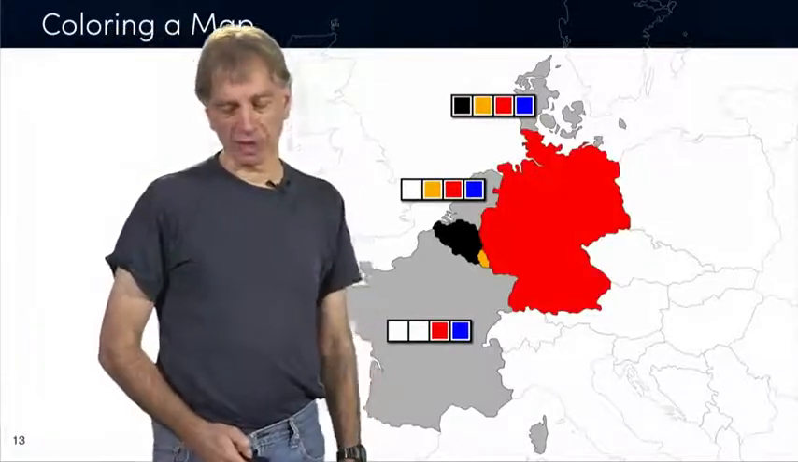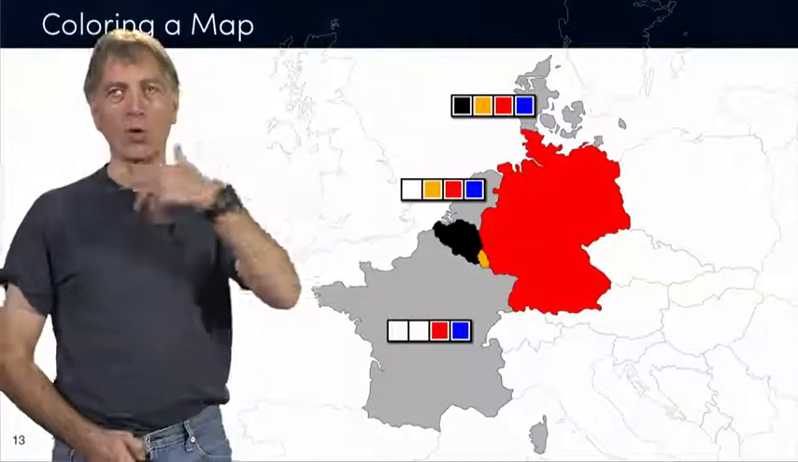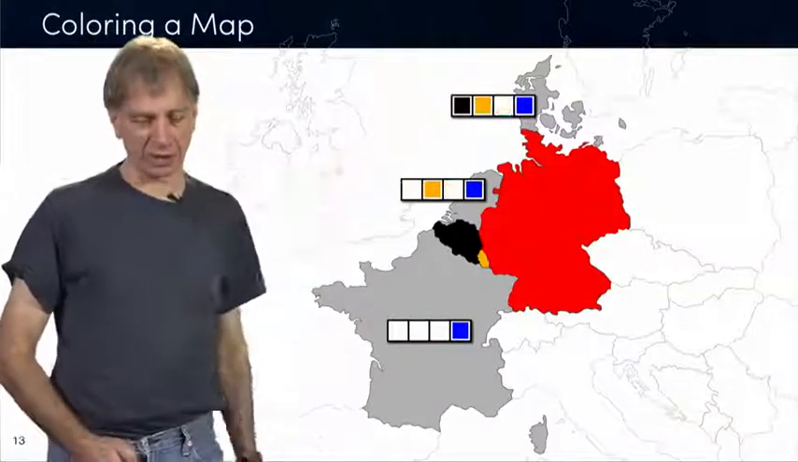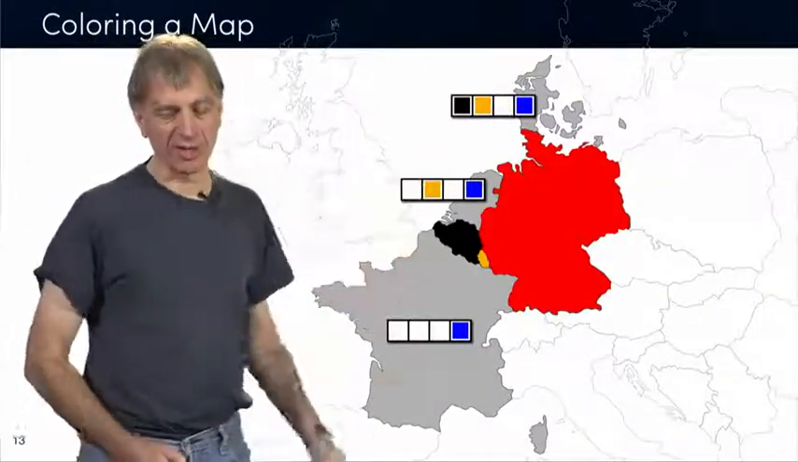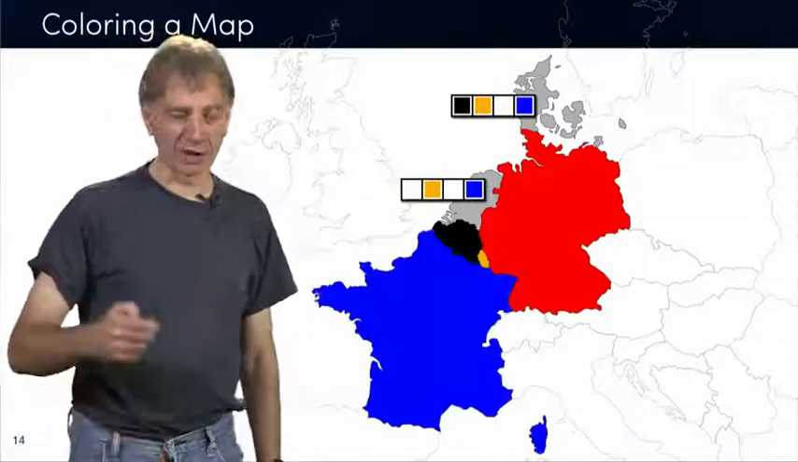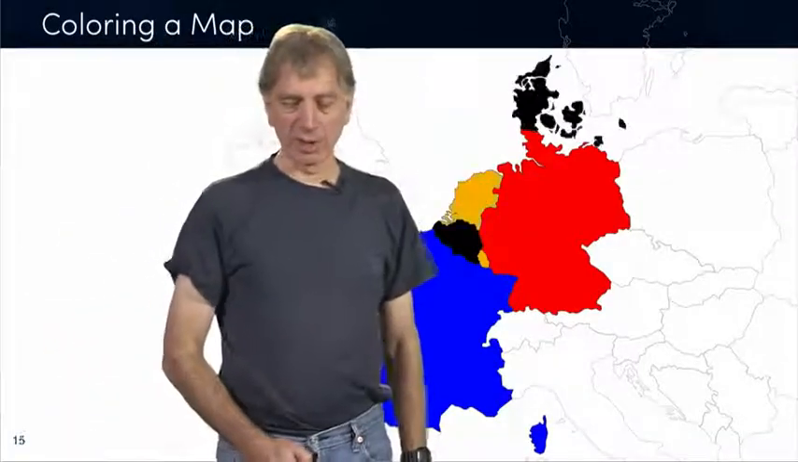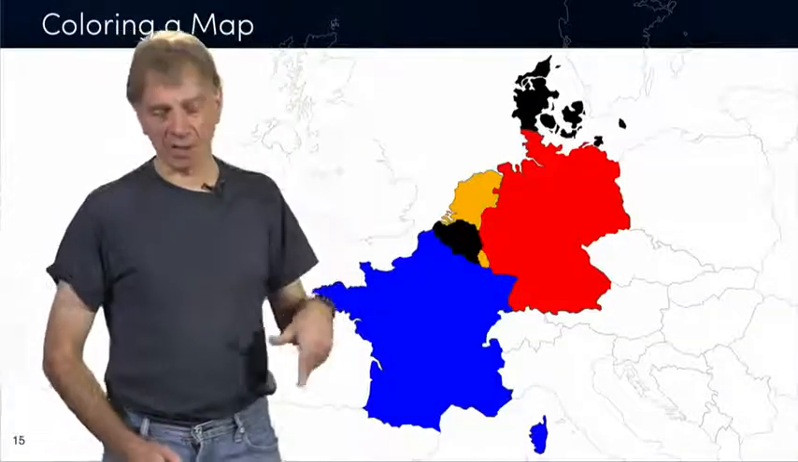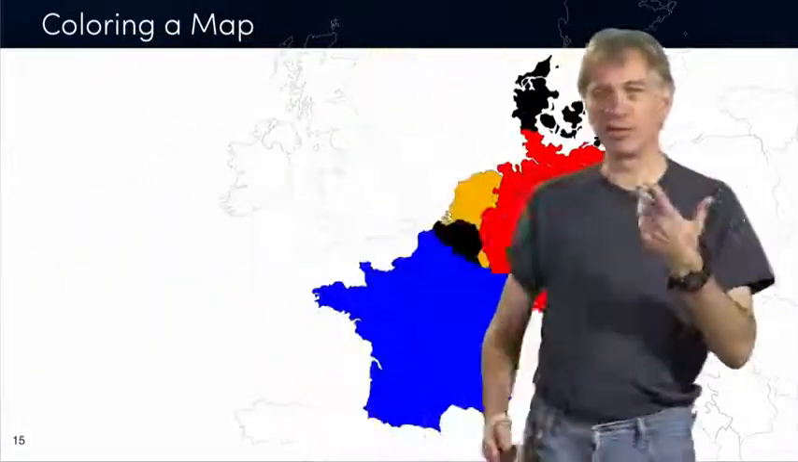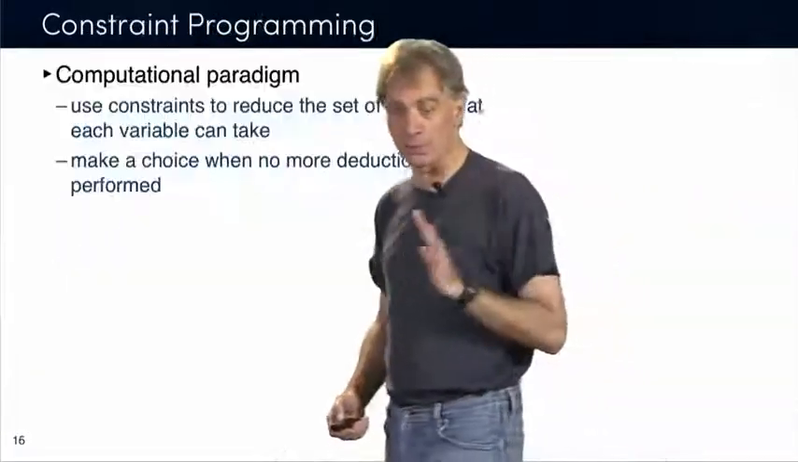And then you're going to color Germany, let's say, in red. You're going to remove red from all the adjacent countries: Denmark, the Netherlands and France. France is going to become blue. Then you will have to choose a color for the Netherlands and Denmark, which in this particular case are easy to do. Okay, so that's the way the constraint program is going to work.